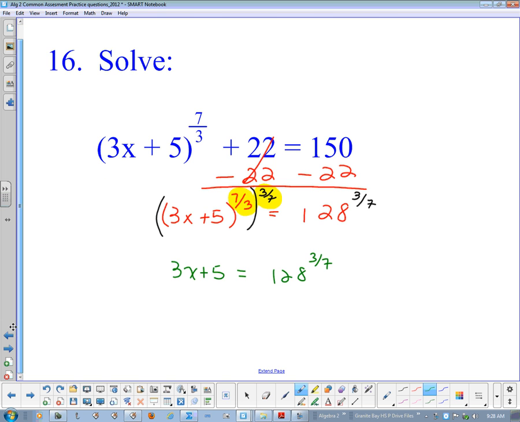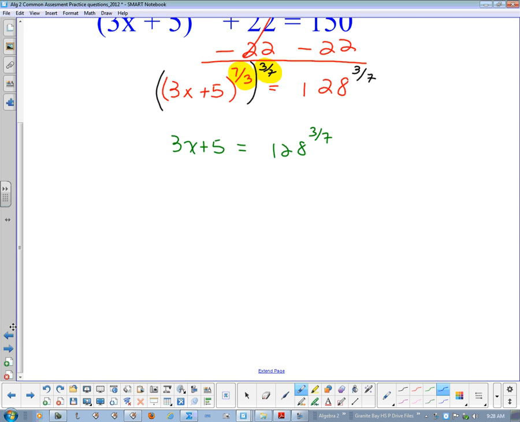Careful here. I rewrite this as, how about 3x plus 5 is equal to 128 to the 3/7. That's like the seventh root of 128, but then cubed. Is 128 a perfect seventh root? How would you get there? 2. Good. So 3x plus 5 to the seventh root of that is going to be 2, but then cubed.